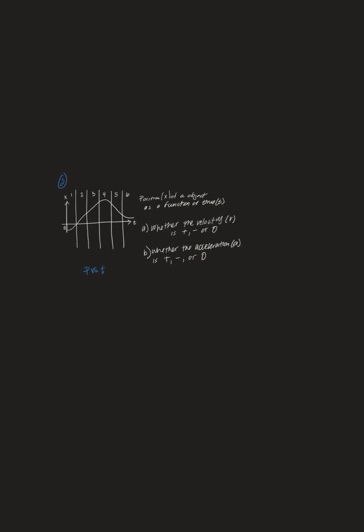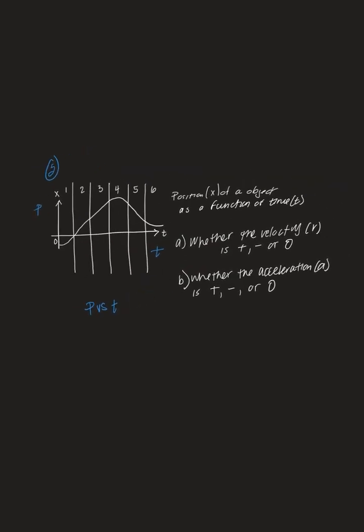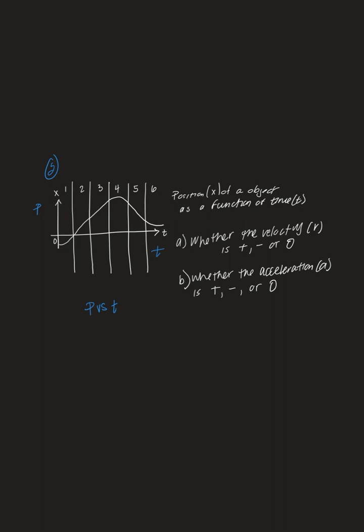Question 2. It shows you that in this graph, it's position versus time. In this graph, as shown here, the velocity is positive. So we're going to do blue for velocity and A for acceleration.